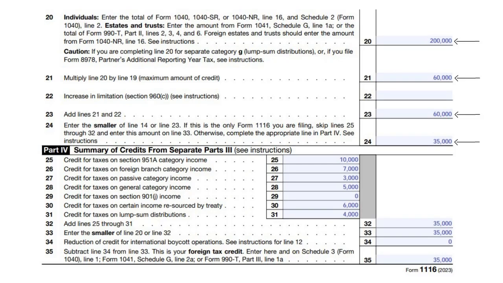And so part 4 basically is a summary of credits from separate parts. Again, some of the information here is fictitious. It's hypothetical. This is for the example of this show. So 25 all the way to 31, when you add those numbers, you have $35,000. And when you enter the smaller of line 20 or 32, you have $35,000. And on 35, you have $35,000.